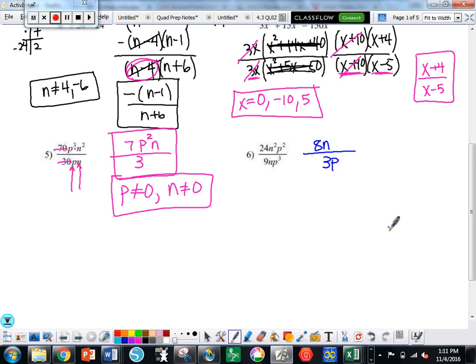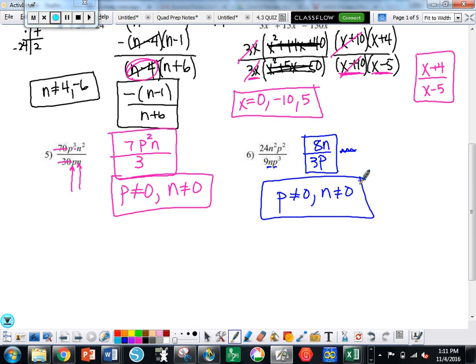It bothers me just a little bit to have those not centered. So I'm going to put that 3p right here so it looks better. Call that my answer. Okay, excluded values from the problem. P right here cannot be 0. From here, n cannot be 0. And those are my restrictions.